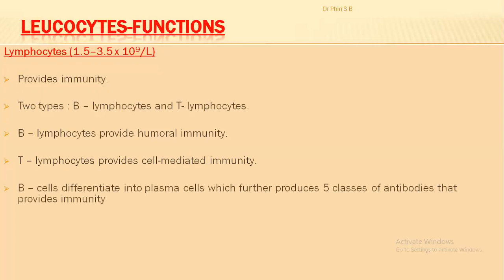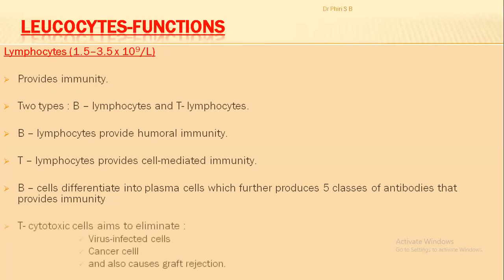B cells differentiate into plasma cells, which further produce five classes of antibodies that provide immunity. So once the B cells are activated, they will differentiate into plasma cells, and these plasma cells will produce five classes of antibodies. Remember the five classes of antibodies: IgG, IgM, and the others. We'll look at them when we start looking at immunity. Then we also have T cytotoxic cells.